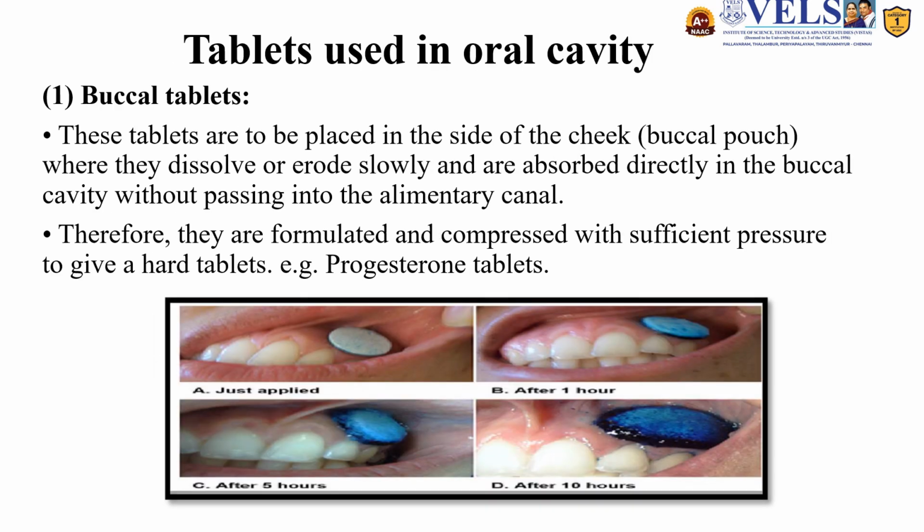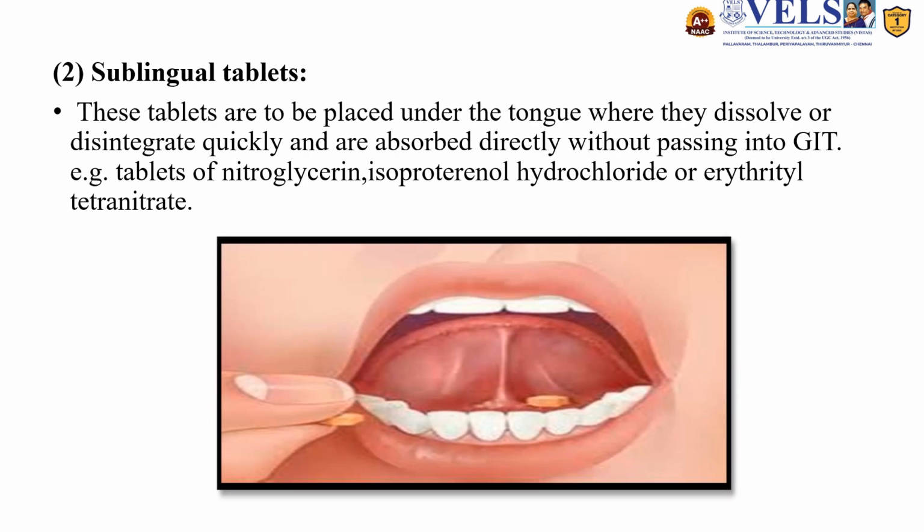Tablets used in oral cavity, buccal tablets. These tablets are to be placed in the sides of the cheek where they dissolve or erode slowly and are absorbed directly in the buccal cavity without passing into the alimentary canal. Example, progesterone tablet.